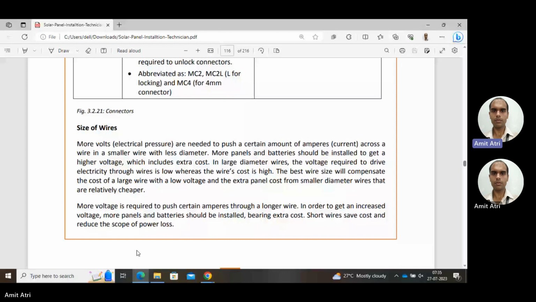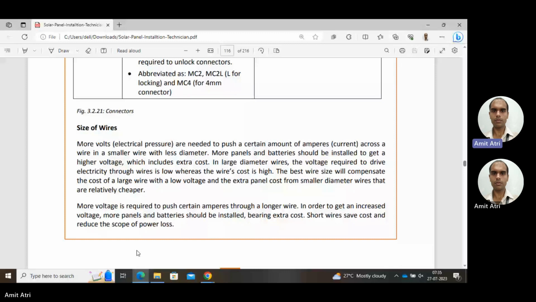So more voltage is required to push 13 ampere through a longer wire. Okay, thickness we have discussed, now length. So the more the length, the more voltage we need. So similarly, we need more panels, batteries, so more cost. So short wires should be selected, means the shortest possible length of the wire should be selected.